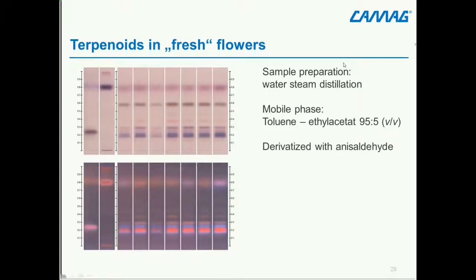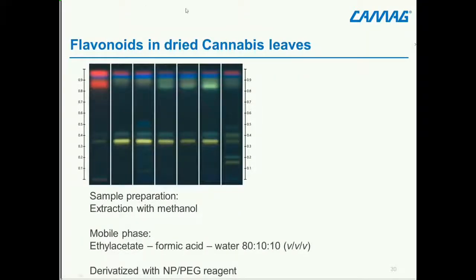Terpenoids, we did some first tests. We extracted the fresh flowers by water steam distillation, ran it with our classical mobile phase for essential oils, derivatized with anisaldehyde, and then you can see that it looks not too bad. This can still be optimized, but these are preliminary results that are quite promising. Same for the flavonoids from the dried cannabis leaves. Here, extraction with methanol. Mobile phase is a standard system for flavonoids and then derivatized with natural product reagent and polyethylene glycol, and you get then the fingerprints of the flavonoids.